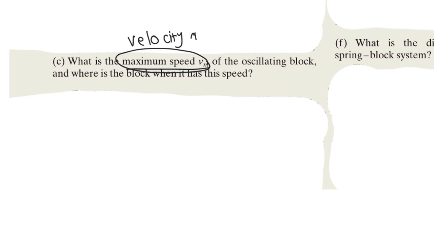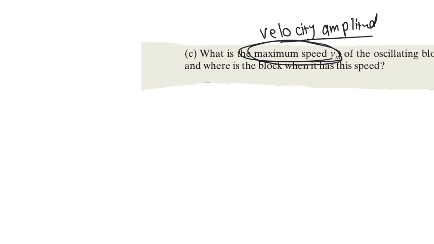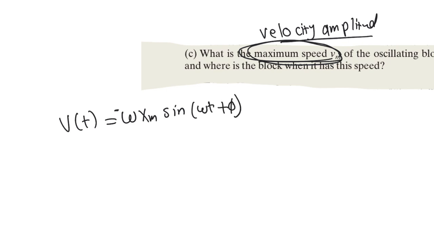Velocity amplitude. And how is that? Because look, maximum velocity means the highest speed, and we know that the highest speed, for example, if we have this v(t) equal to minus omega xm sine(omega t plus phi), and here we have a minus.